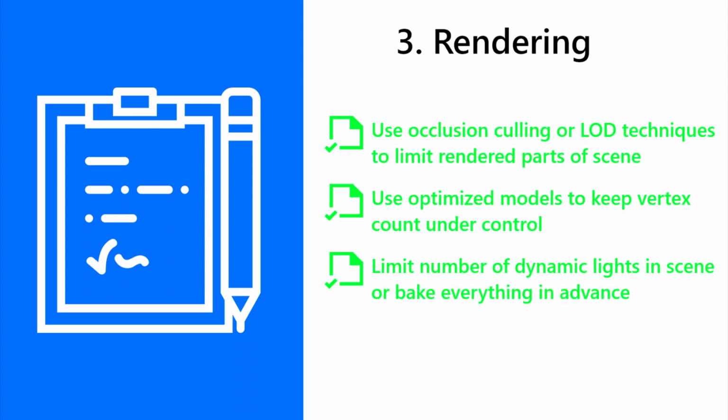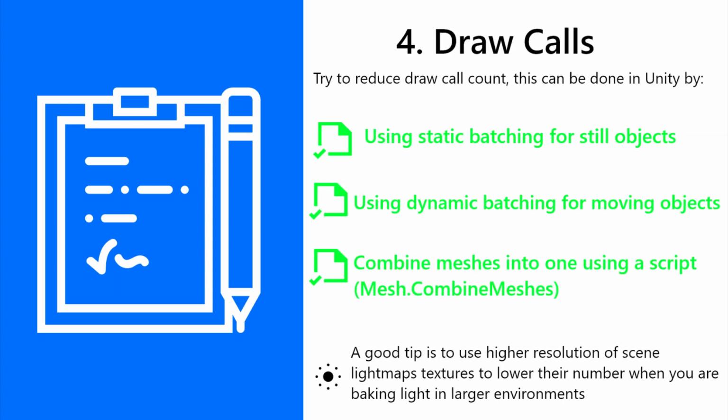The third mistake has to do with rendering. Use occlusion culling or LOD techniques to limit rendered parts of the scene. Try to use optimized models to be able to keep vertex count in the scene under control. Be aware, vertex count isn't just the number of vertices on the model itself, but is influenced by other things such as normals, UV coordinates, and vertex colors. Also, a number of dynamic lights in the scene will dramatically influence overall performance, so try to bake everything in advance whenever possible.